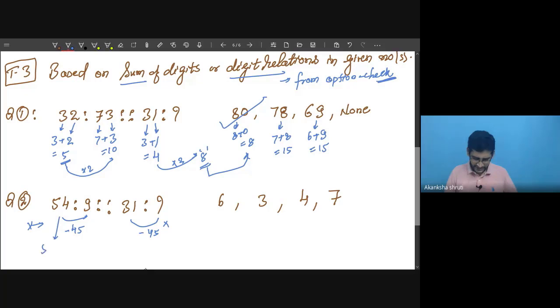If we just add, this 5 plus 4, it is giving us 9. So think for the same thing here: 3 plus 1, it is 4. So 4 is the correct answer. So these digit based relation questions are also asked. It is very easy.